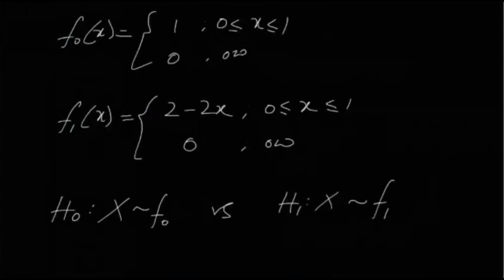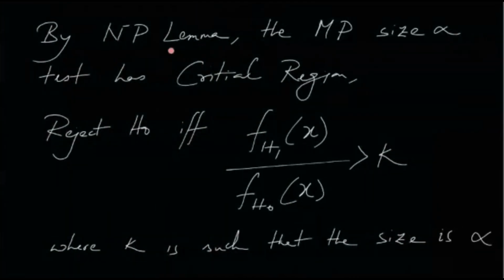So how do we find that? It's very easy. We have f0 of x and f1 of x, and H0 versus H1. Now, by the NP lemma, that is the Neyman-Pearson lemma, the most powerful size alpha test has a critical region given by: reject H0 if and only if f1(x) divided by f0(x) is greater than k. This k is such that the size is alpha. We have to find the k so that the size of the test is alpha.